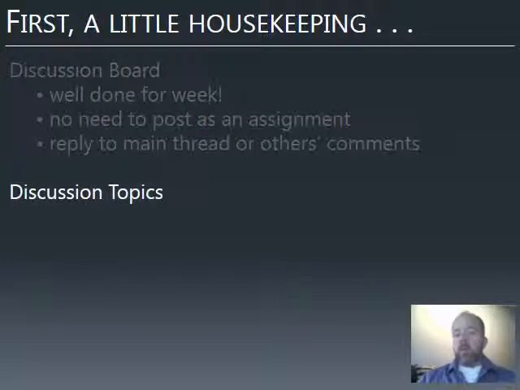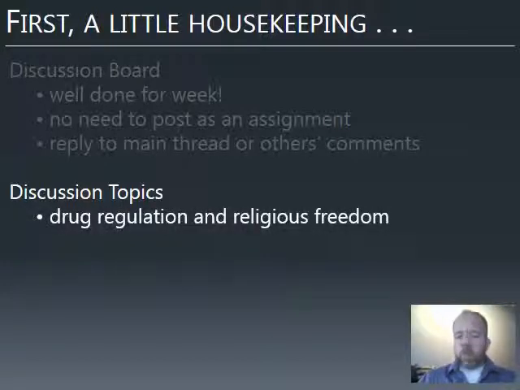But moving on to last week's topics themselves. We had 3. One of them was about drug regulation and religious freedom, and in particular, legislation that allows Native American groups to use hallucinogenic substances. That is legally allowed as part of their religious practice. And this is a complex topic. First, we're talking about the Native American population, a special population. The legal complexities are many.